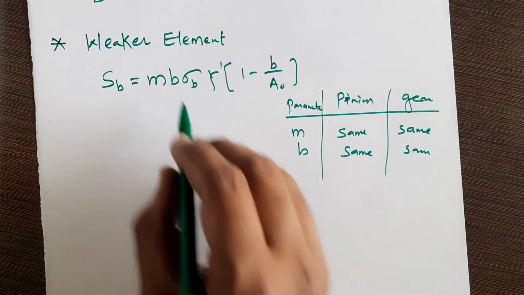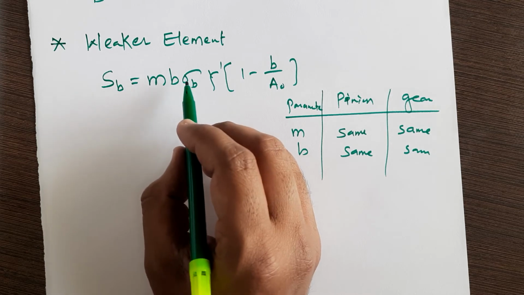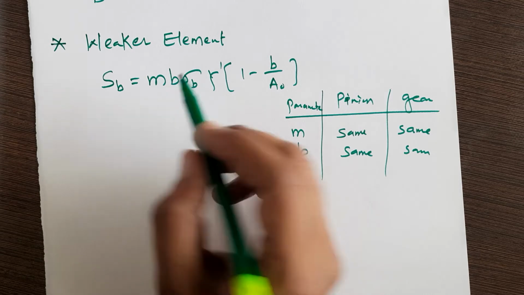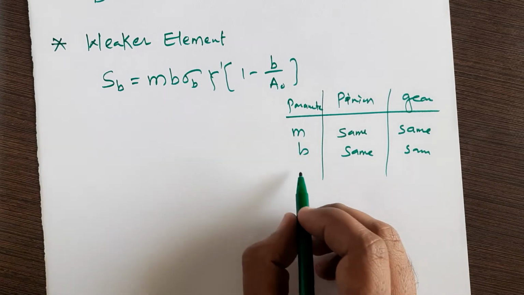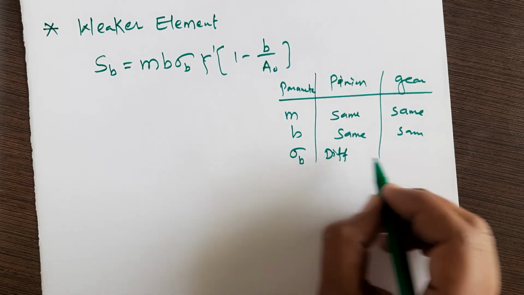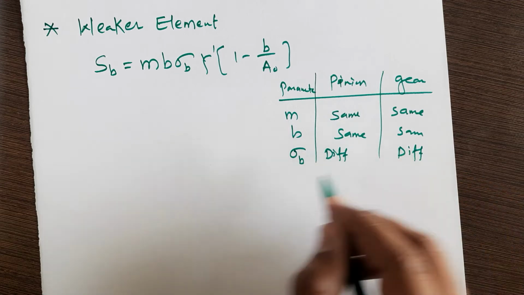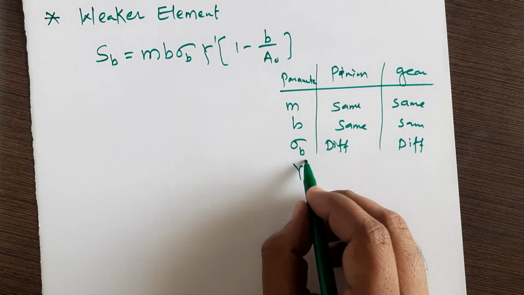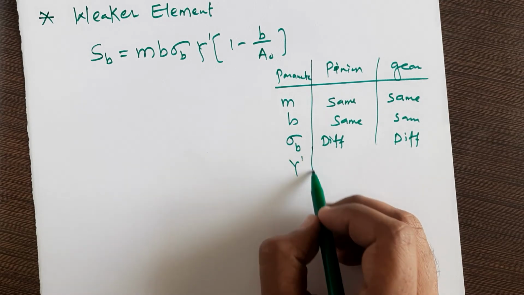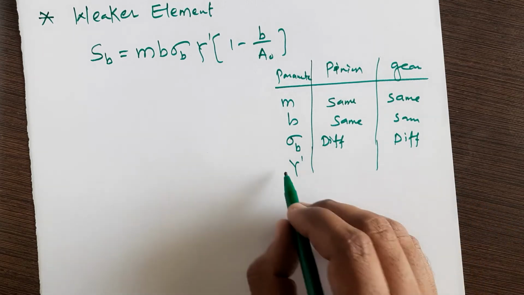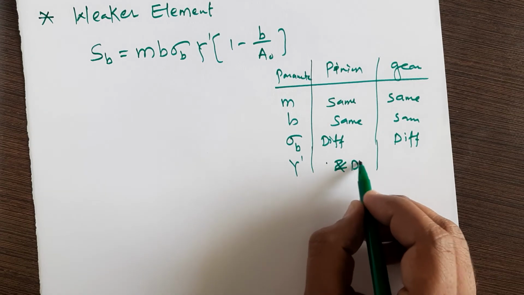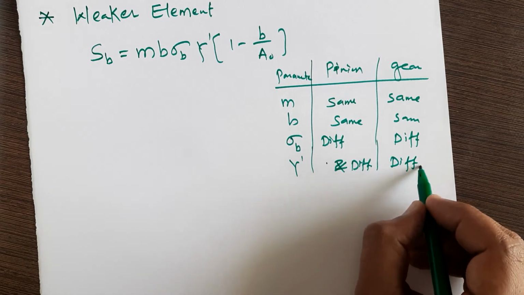Sigma B is nothing but SUT by 3. It depends on ultimate tensile strength. If the material of the gear pair is different, then of course sigma B will be different for gear and pinion. Then y dash is the Lewis form factor based on z dash, the virtual number of teeth. The number of teeth on gear and pinion will be different, so z dash will be different, and y dash will be different.